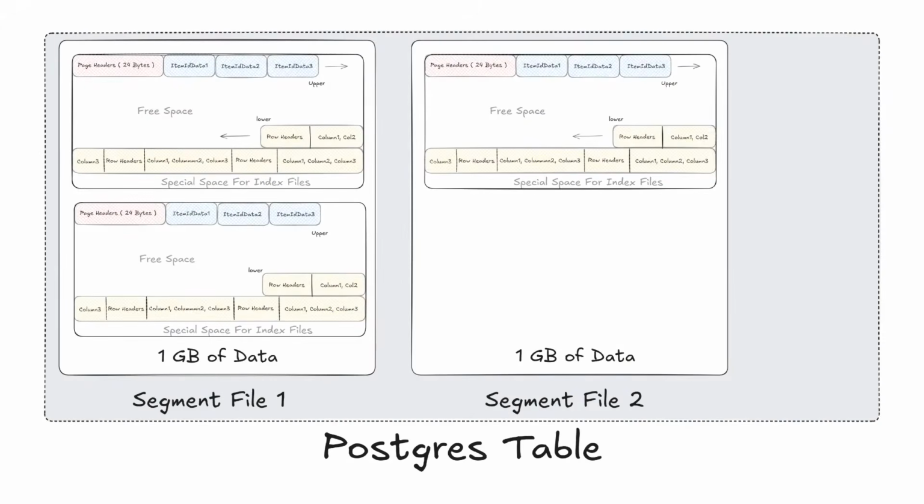To summarize, Postgres stores data of a table in segment files. Each segment file is made of one or more pages. Inside each page, there are some headers followed by line pointers. These pointers grow from the top of the page. The actual tuple data grows from the bottom of the page, and the new inserts go in the free space in between. So yeah, that's it.